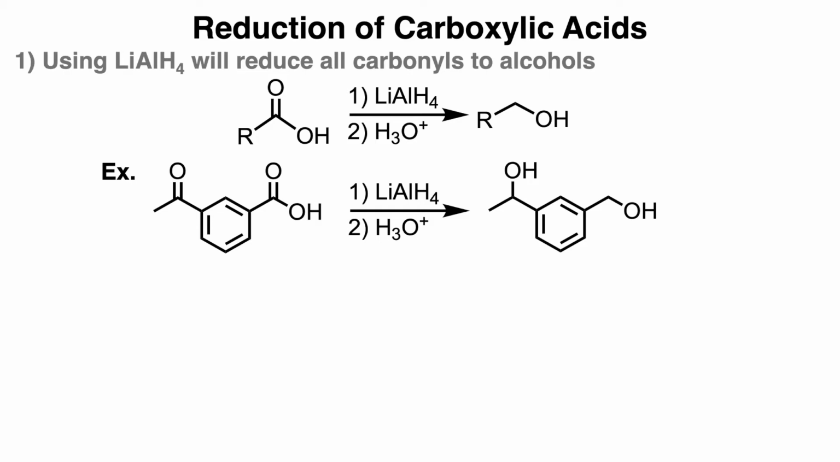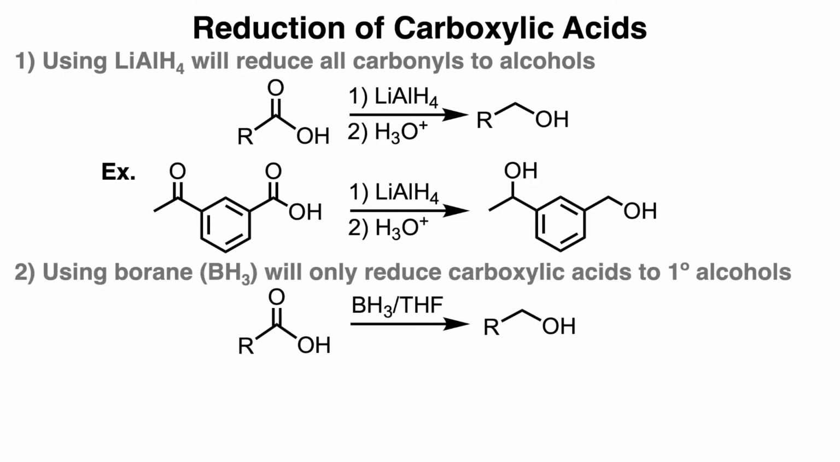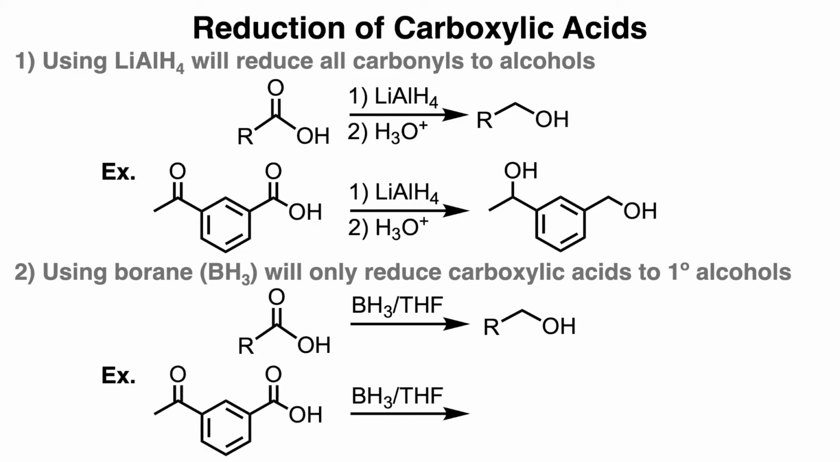Now, if you want to be more selective, you could use borane or BH3 in THF, which will only reduce carboxylic acids to primary alcohols. So if we look at the same example, but now using borane in THF, only the carboxylic acid will reduce to a primary alcohol and the ketone will remain untouched.